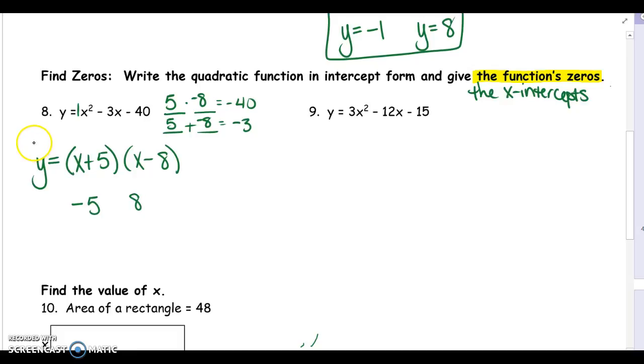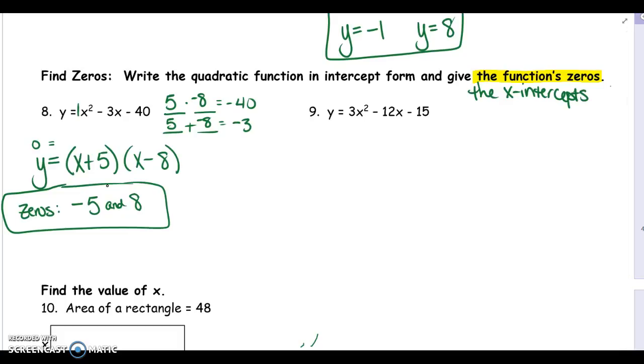It's the same as doing 0 equals in place of y equals. What number plus 5 would give us 0? Negative 5. What number minus 8 would give us 0? Positive 8. So the zeros are negative 5 and 8. This means that if we were to take our graphing calculator and punch in x squared minus 3x minus 40 and tell the calculator to graph it, this parabola would cross the x-axis at negative 5 and positive 8.